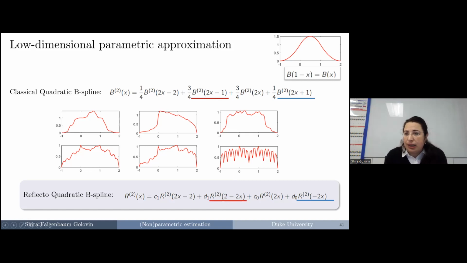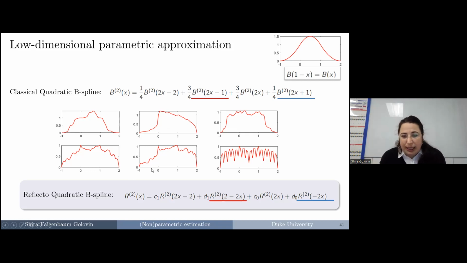The same thing will happen for the other odd index of 2x plus 1. We will use instead of it 2 minus 2x. For the even points, we will keep using them as is. So again, instead of using all the odd locations, we will just use the mirror version from the other side.